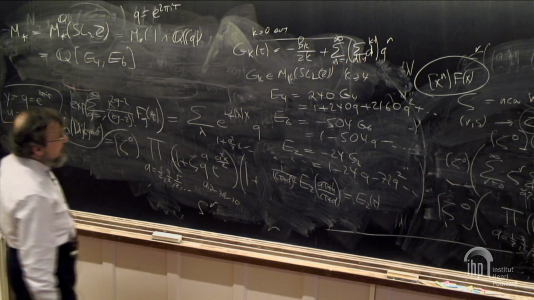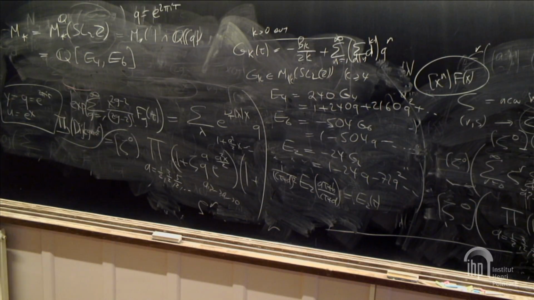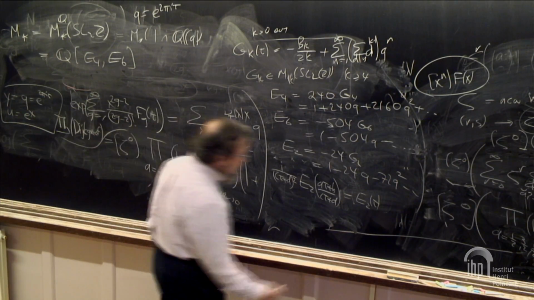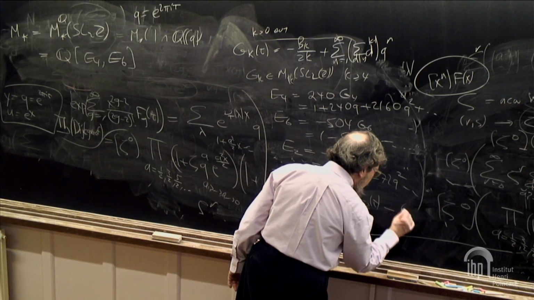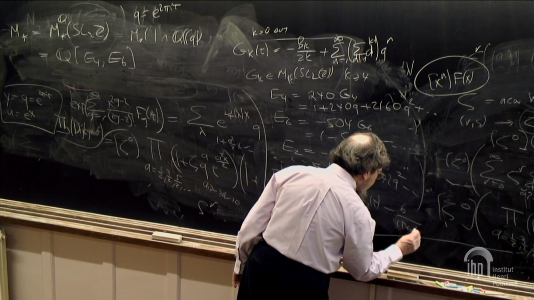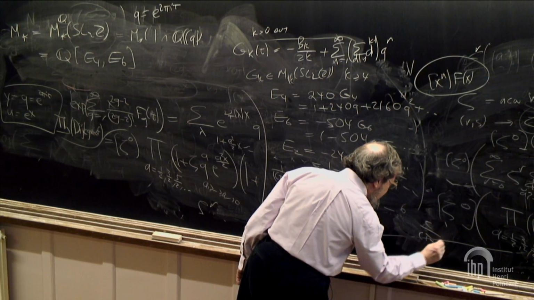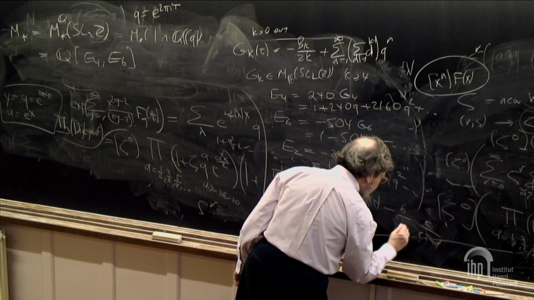But E2 is not a modular form. There actually aren't any modular forms of weight 2. And anyway, E2 can't be a polynomial in things of larger weight. But in this case, there's a correction term, which is 6 times c over (c tau plus d) times, well, 6i over pi.